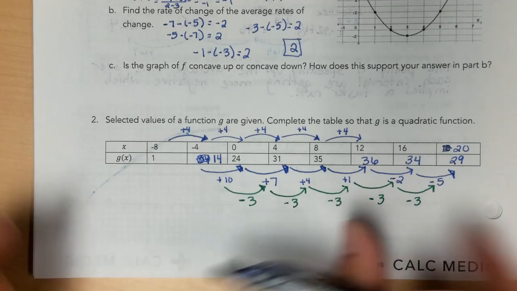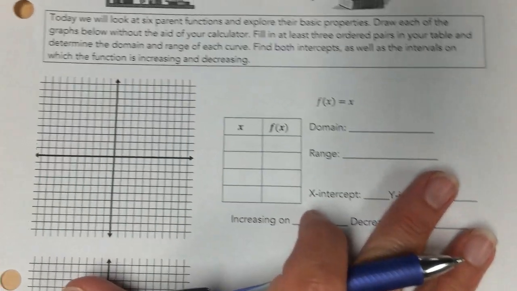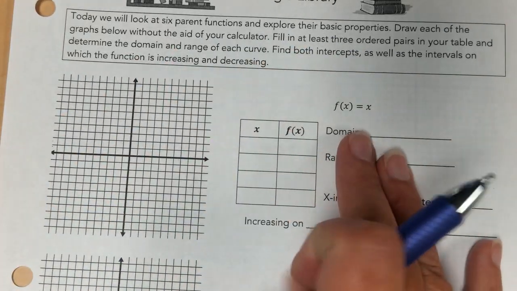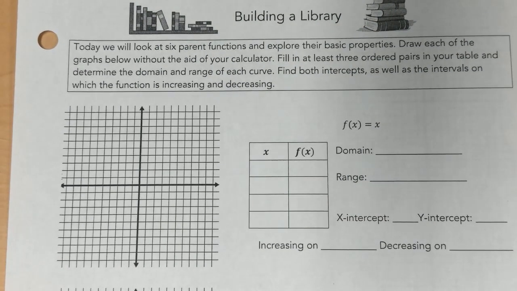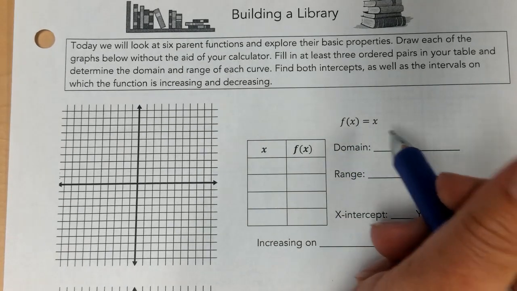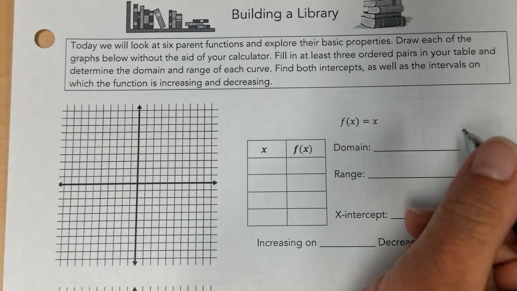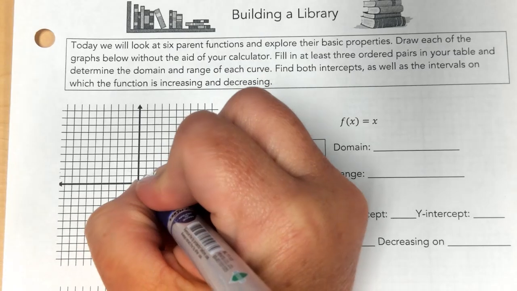Your homework for tonight, though, is the next page. And that is building a library. So, you're given the function. There happen to be linear, absolute value, quadratic, cubic, a square root, and a rational. So for the first one, if you want to use Desmos or a calculator, that's fine. I'm okay with that. But it's a line. A line is 0, 0, 1, 1, 2, 2, right? So I would graph this.